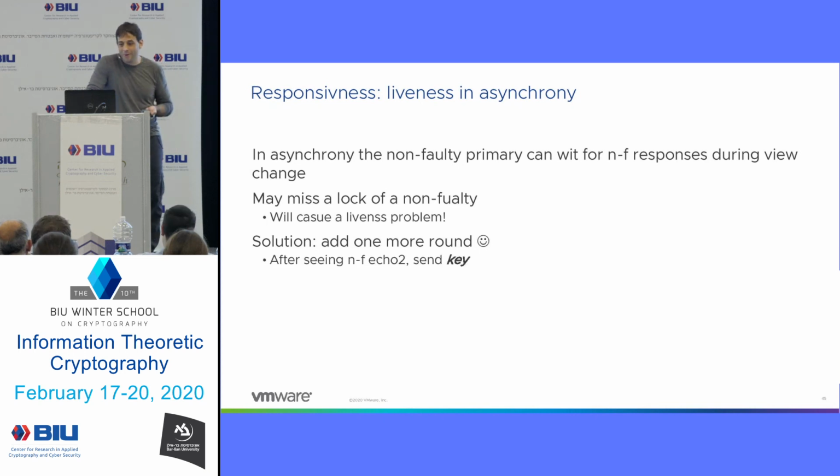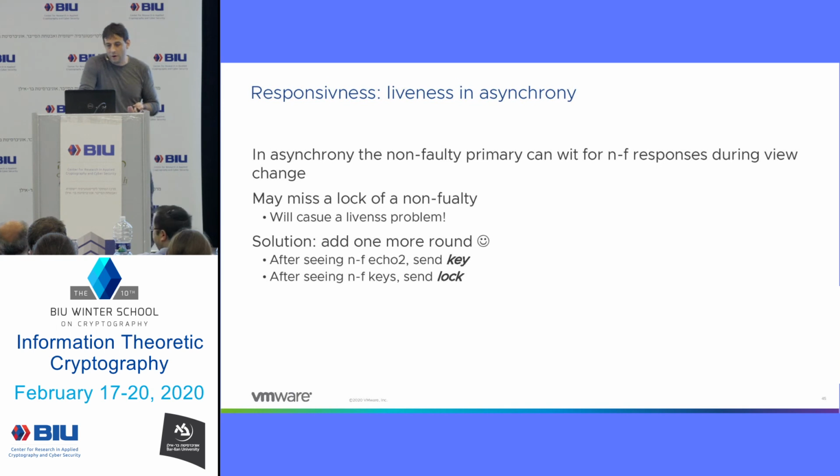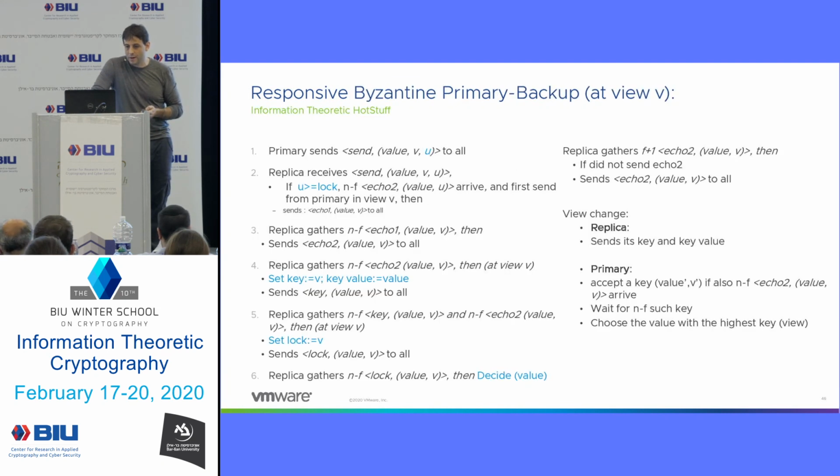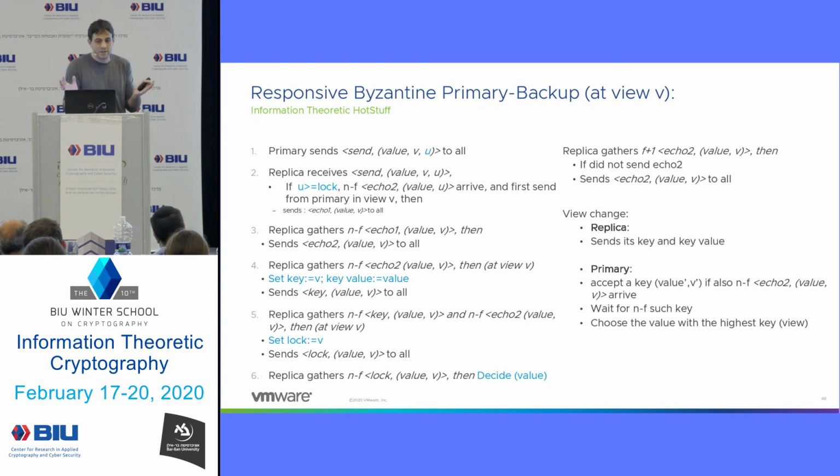Yeah, you add one more round, right? So after seeing n minus f echo 2, basically what we want to make sure is that if somebody has a lock, then there are a lot of people that will know it has a lock. So this lock will not go hidden. And so basically we can solve this hidden locking problem by adding one more round before locking. So this is kind of this final protocol. This is essentially an information theoretic analog of HotStuff, and it has all the properties that we said earlier.